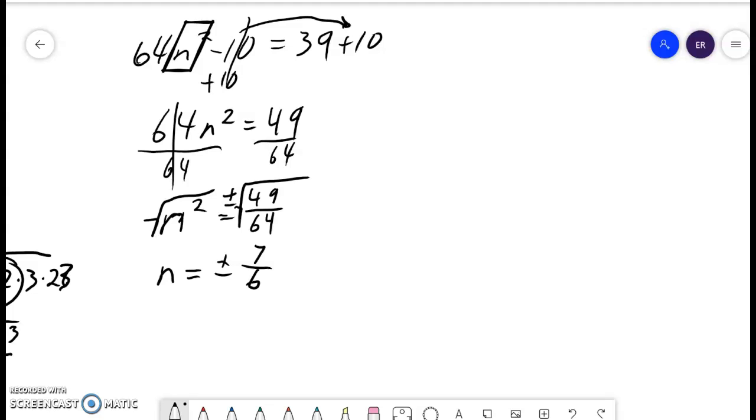All right, so just to review, we isolated the square root by adding 10 and dividing by 64. We took the square root of both sides, made it plus and minus, simplified our radicals if we need to, and then this one's done. But if there was more going on here, we would split it into two equations and solve both of those equations.